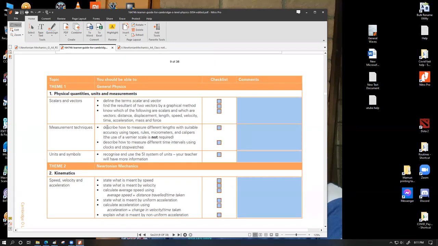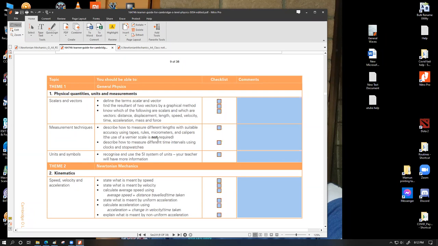Then comes the measurement techniques. Describe how to measure different lengths with suitable accuracy using tapes, rules, micrometers, and calipers. The use of a vernier scale is not required. So this is the important part: in your MCQ paper, you will not be asked a question about being able to read off the value from vernier calipers. You will not be asked that. But the micrometer screw gauge is not discarded, which means micrometer screw gauge readings can show up. Weird, but that's how the syllabus pans out.